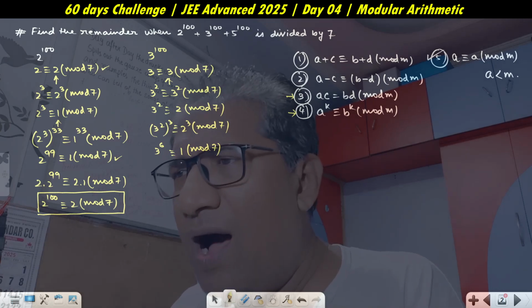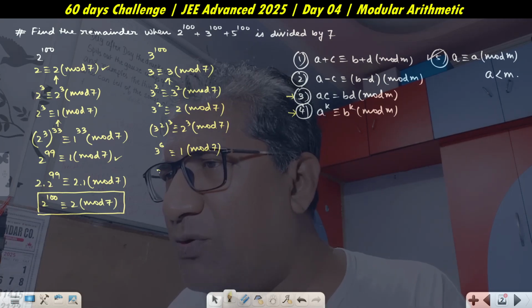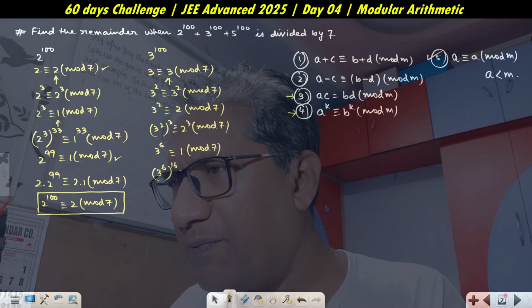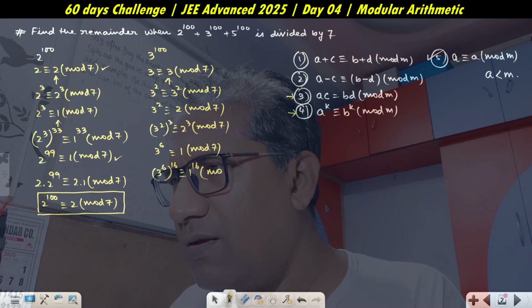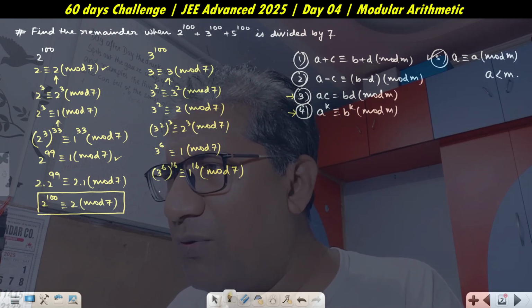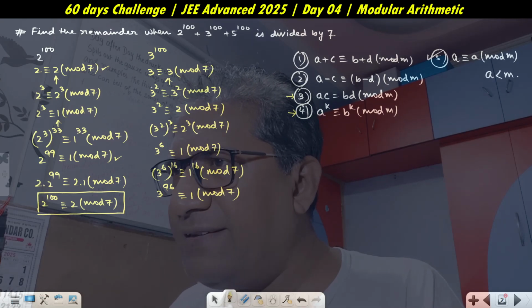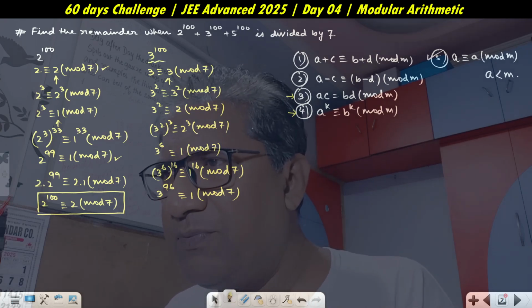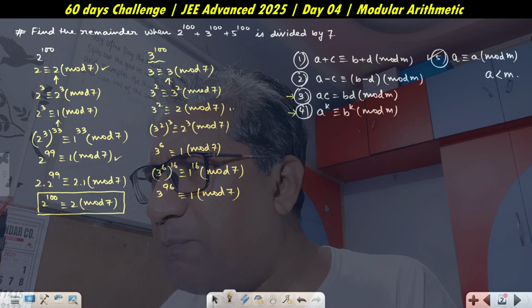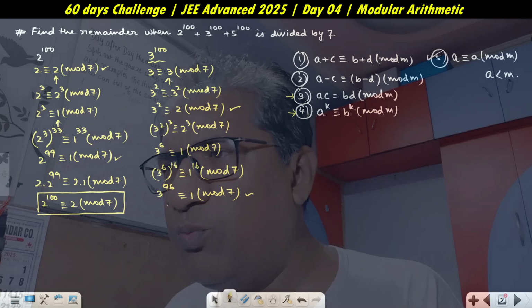So the moment we get 1, we have to get close to 3 to the power 100. So for that, I'm raising its power to 16. So it will be 1 to the power 16 modulo 7. 3 to the power 6 to the power 16 gives us 3 to the power 96, which is congruent to 1 modulo 7. Now we got 3 to the power 96, but we have to reach 3 to the power 100. So what I'm doing is I'm simply multiplying the corresponding sides of this. No, we have to go to 3 to the power 100. So we need 3 to the power 4.